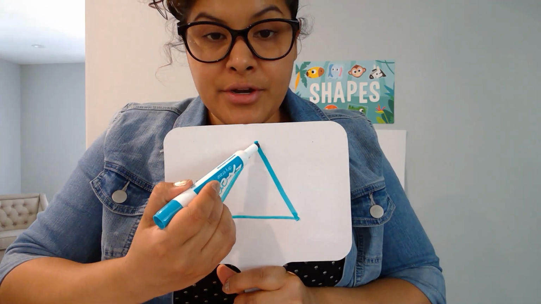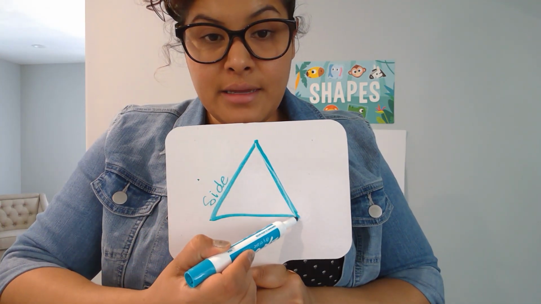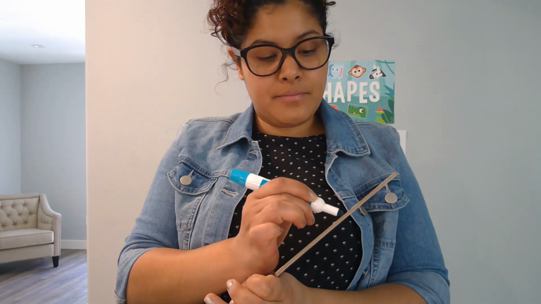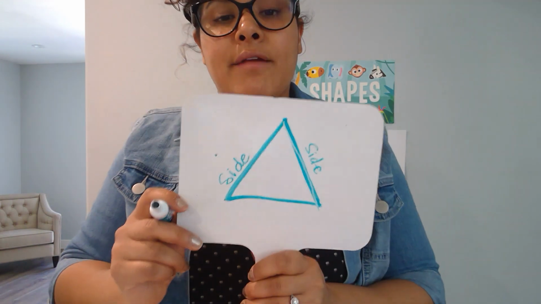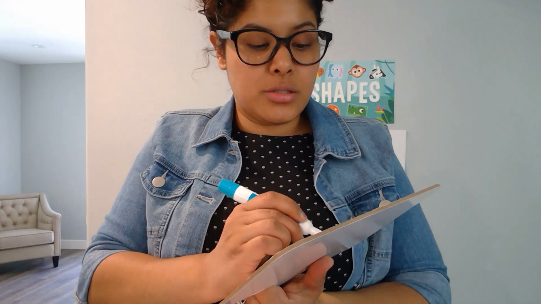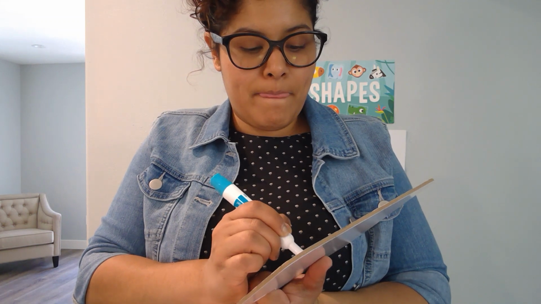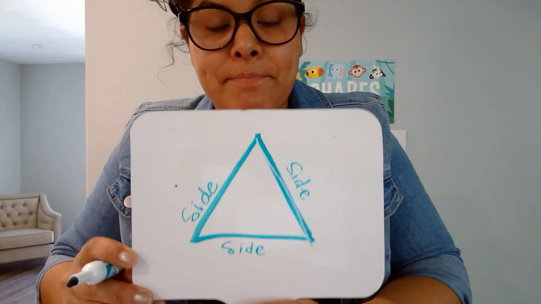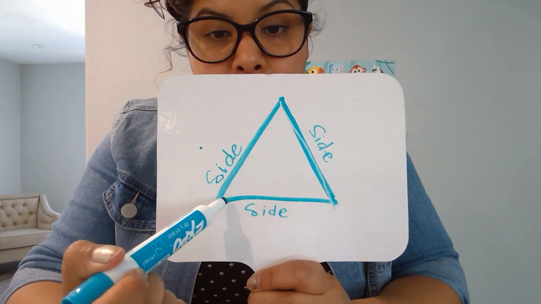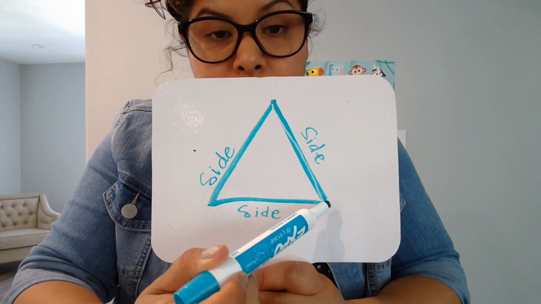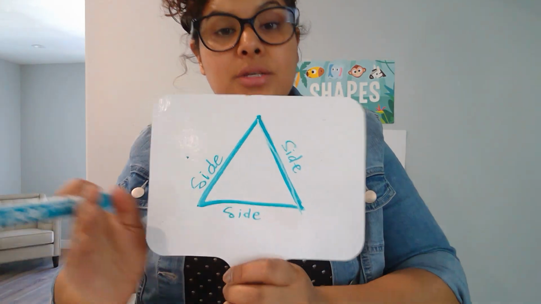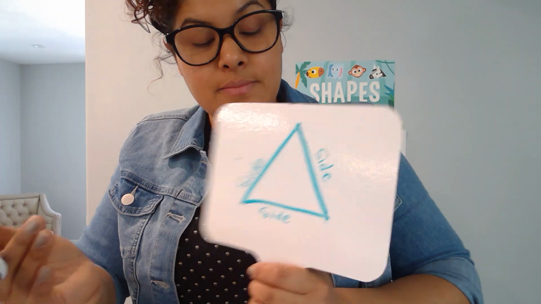Then it has another line on this side that we also call a side. And finally, one more line down here on the bottom, which is also a side. So my triangle has one side, two sides, three sides. A triangle has three sides.